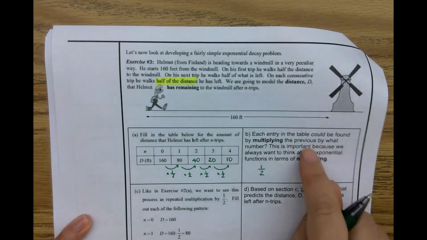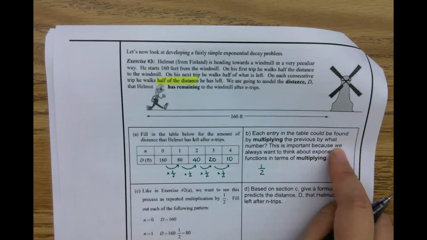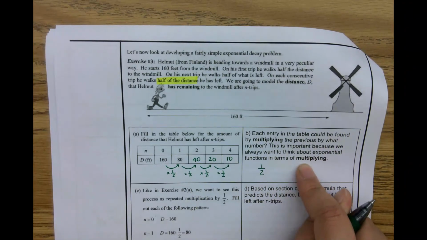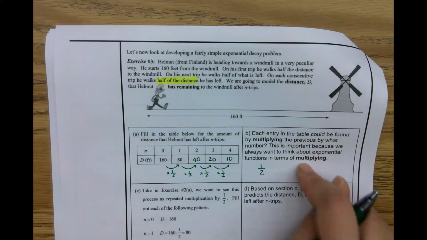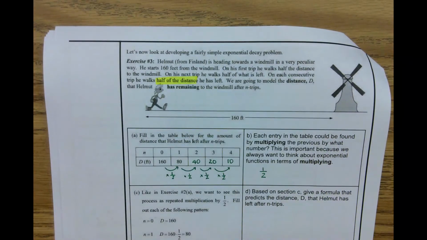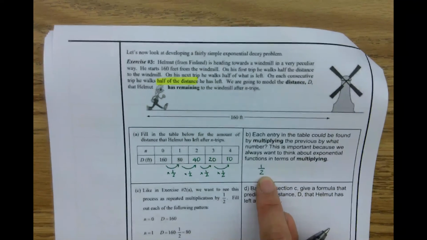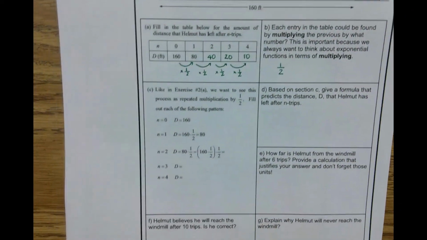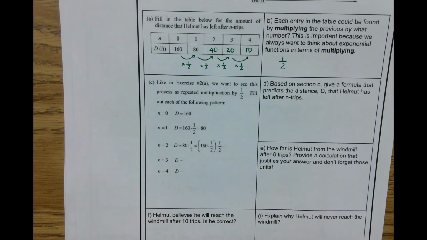This is important to know when we're thinking about exponential functions because we always want to think about exponential functions in terms of multiplying, right? So previously we were doubling with our rumor, so we were multiplying by 2, but now each time Helmut here is walking half the distance, so now we were multiplying by a half. So like in exercise 2A, which we did on the previous page, we want to see this process repeated again using multiplication by half. And so we're going to fill out each of the following patterns.